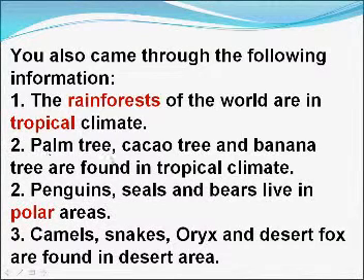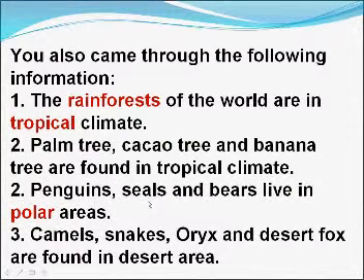Number 2, palm tree, cacao tree, and banana tree are found in tropical climate. So these are trees that always grow in tropical or very hot climate. What are they? Again, there are palm trees, cacao trees, and banana trees. These grow in tropical climate.